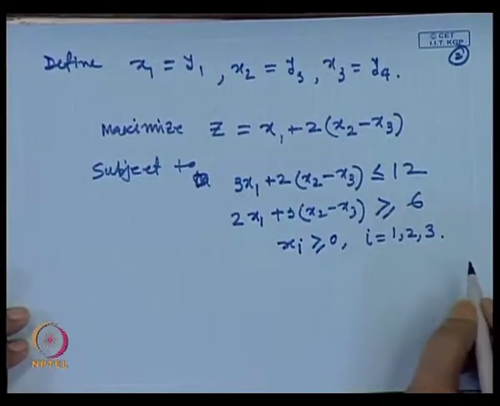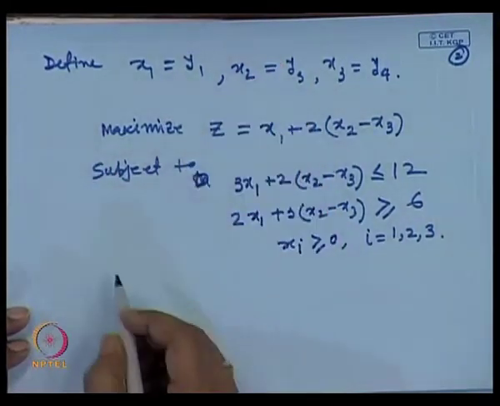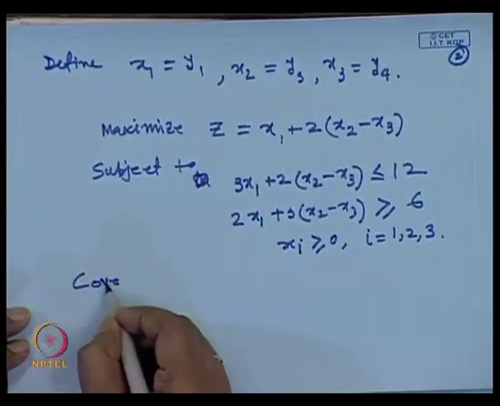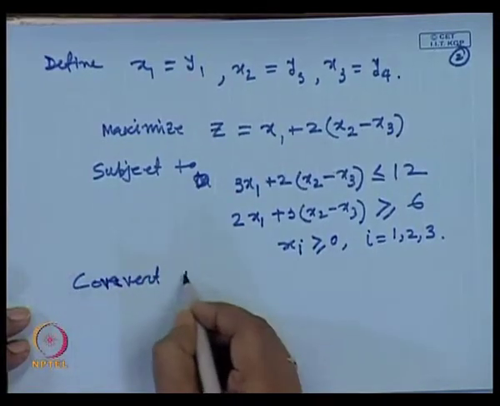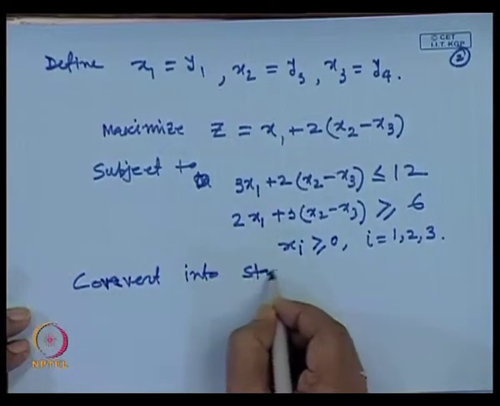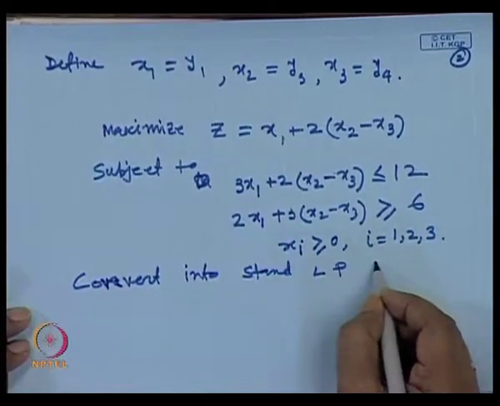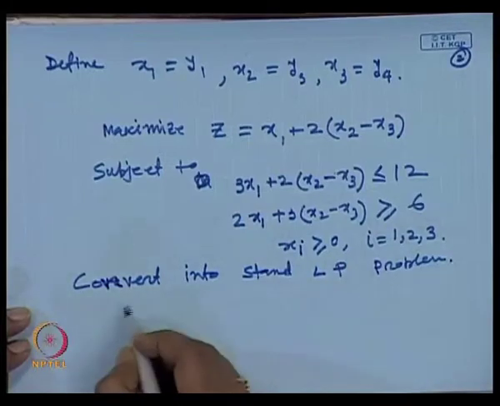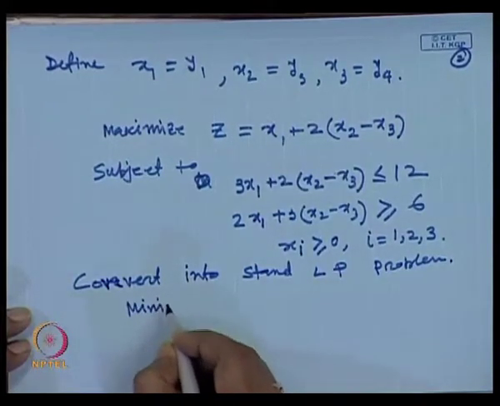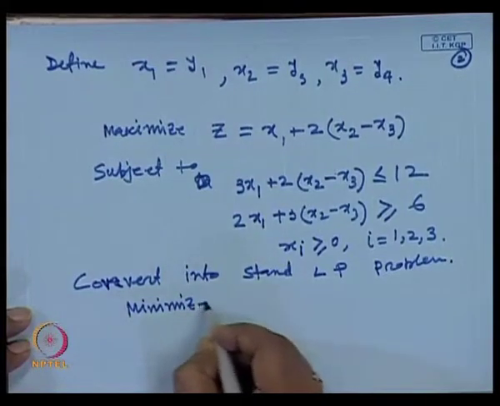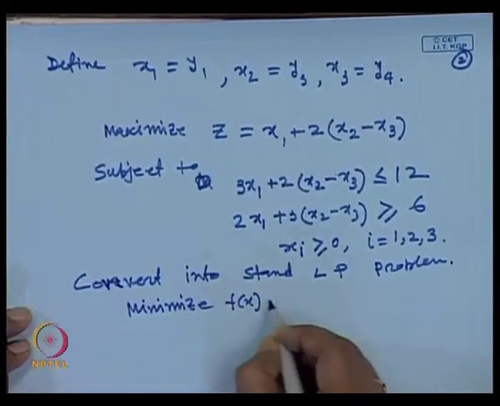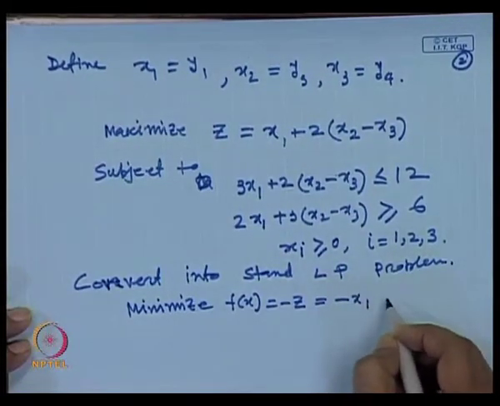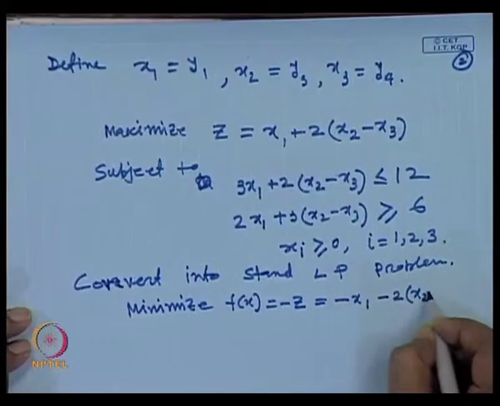So, what is our problem now? Our solution starts from here: convert into a standard LP problem. The standard LP problem is minimize f of x. What is f of x? Minus z, that is, minus x 1 minus 2 x 2 plus 2 x 3.